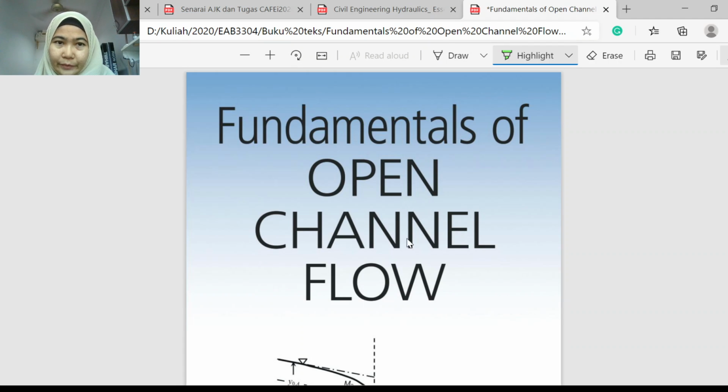So today I'm going to introduce you to a very important book. The title of the book is Fundamentals of Open Channel Flow. In the next 7 weeks of studies, we are going to learn this chapter together. So it's about open channel flow. This is the textbook that I'm going to use in the lectures for this topic.